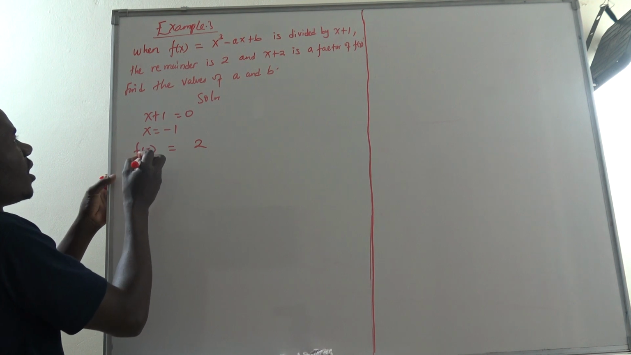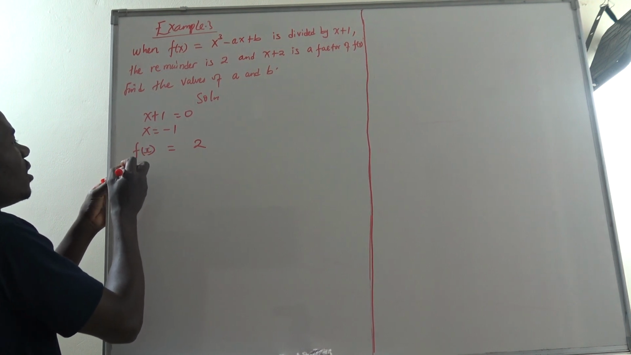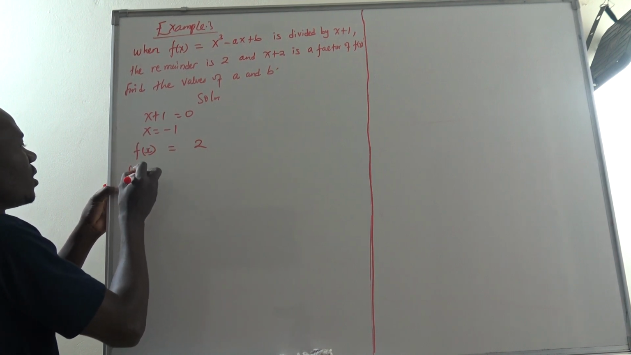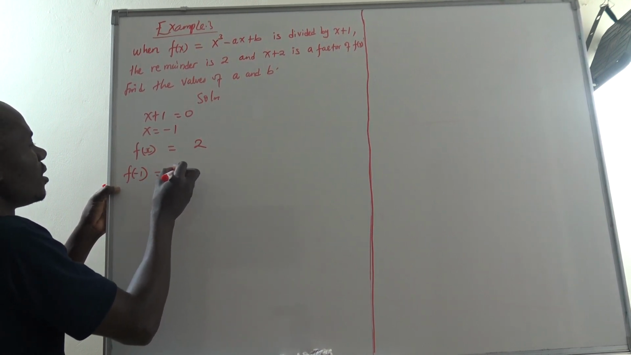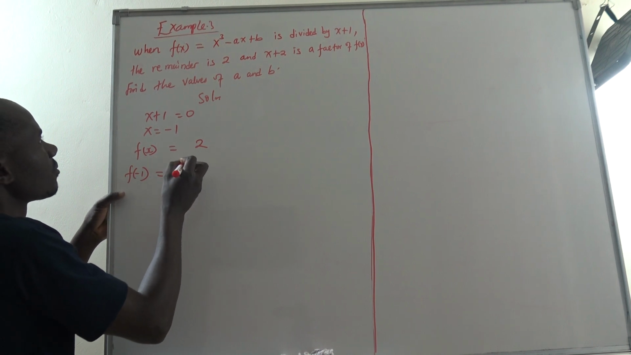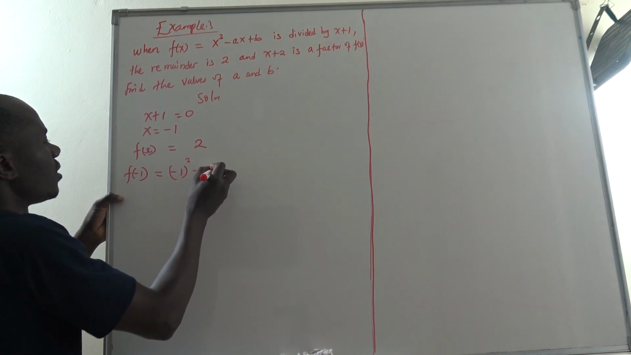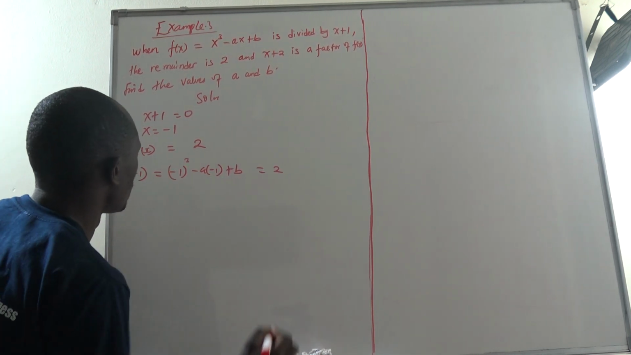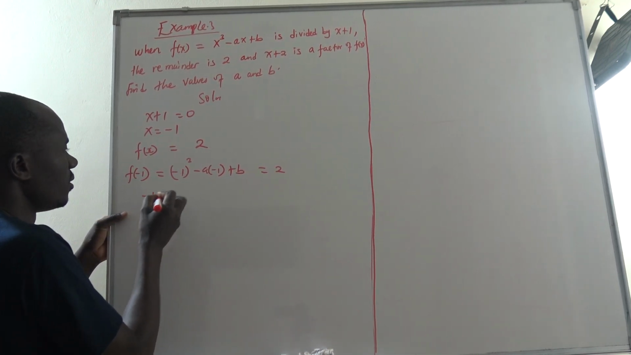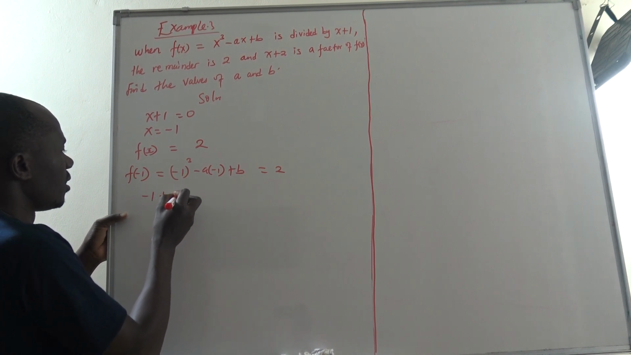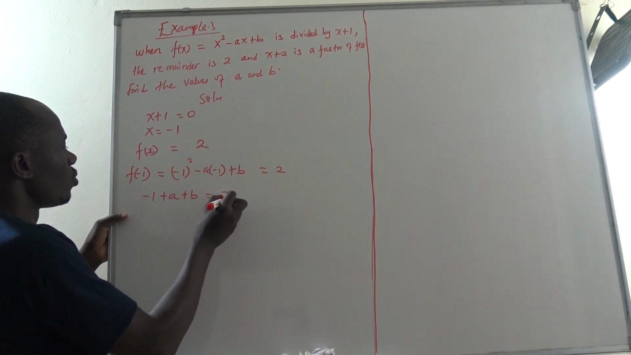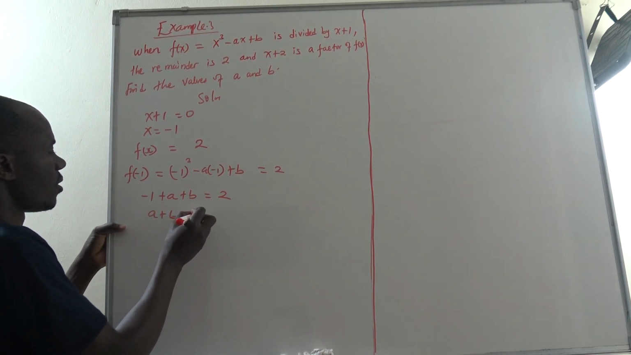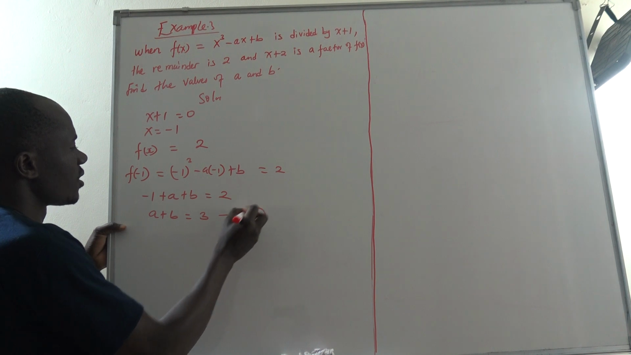So where there is f of x, which is already x cubed, we are going to put in a value of negative 1. We say f of negative 1, which becomes negative 1 cubed minus a into negative 1 plus b, the whole thing equals 2. So negative 1 cubed, you get negative 1 plus a, then plus b equals 2. Take this one, rearrange, you will get a plus b equals 3. And this is the first equation.